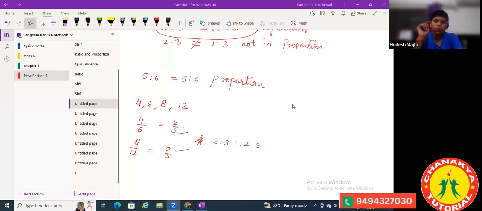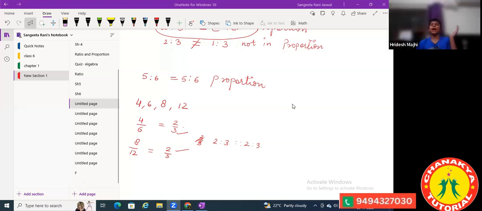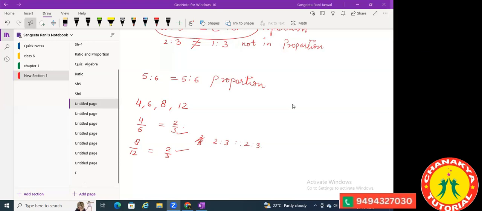2:3. Again, 2:3. Wait. We don't read it as 2.3. We read it as 2:3. Again, 2:3. So when you look on the screen, 2:3 and 2:3, both are in proportion. So what do you read the proportion sign as? 2:3 as 2:3. How do you read this proportion sign? As.